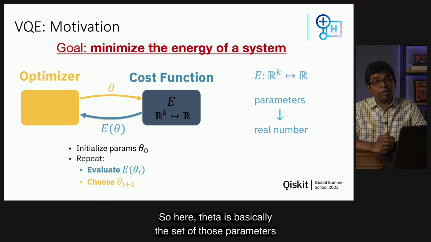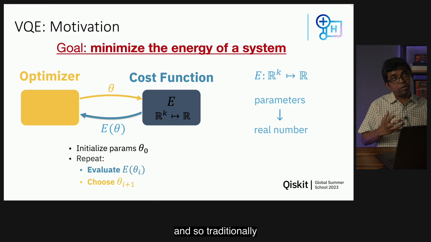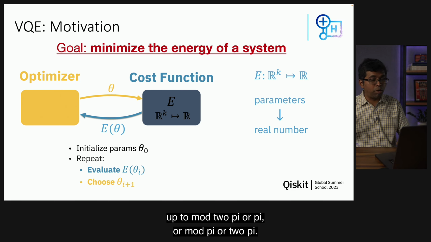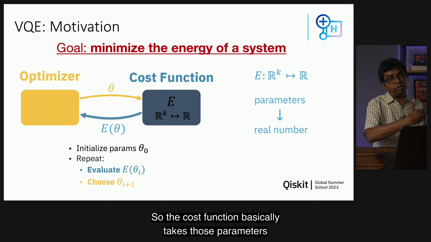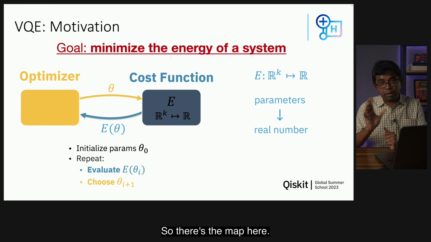Here, theta is the set of those parameters. Traditionally, when you construct a parametrized quantum circuit, we use arbitrary rotations as the parametrized gates. It could be a single-qubit or multi-qubit parametrized gate. Those angles are real numbers, mod 2 pi or mod pi. So the cost function takes those parameters and spits out a real number, right? So that's the map here.